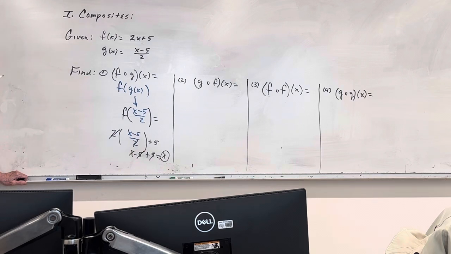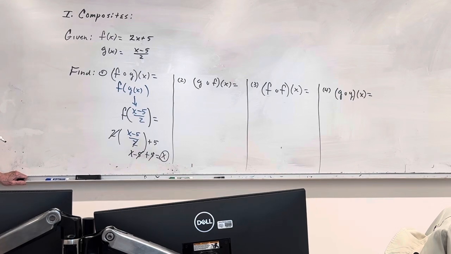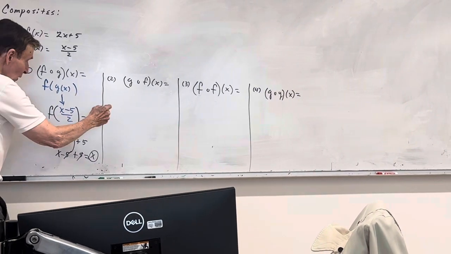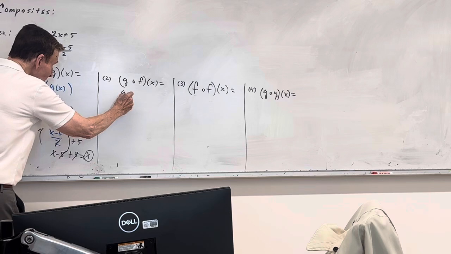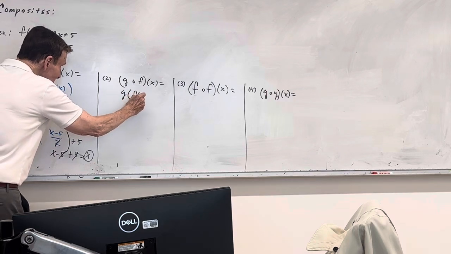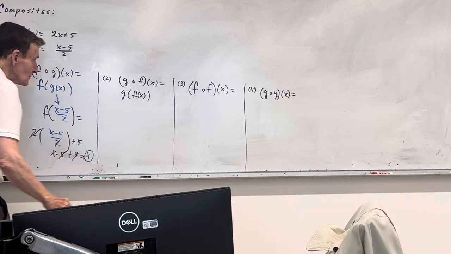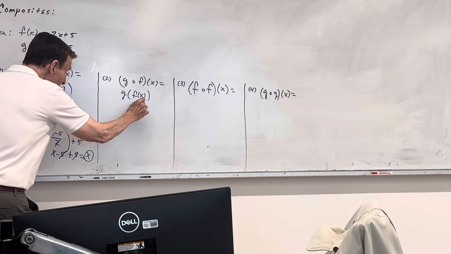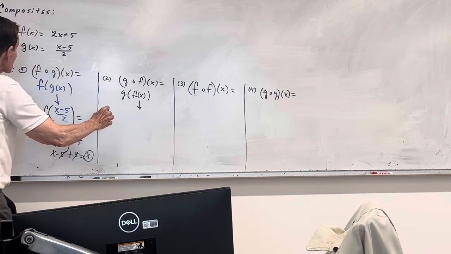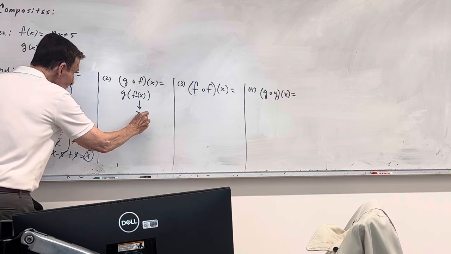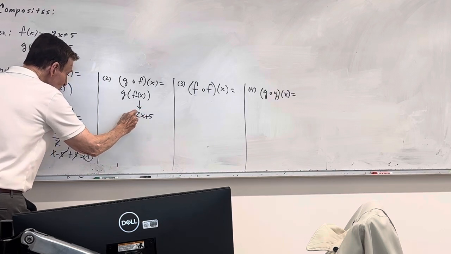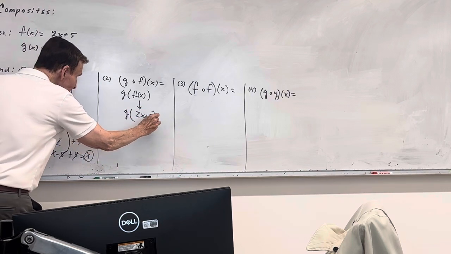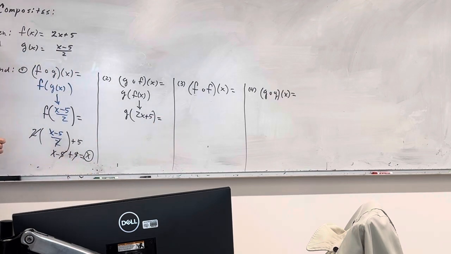Now, let's try number 2. Number 2 says try it in this order. This means g of f of x. That's its definition. f of x was given to me as 2x plus 5, and they're asking you to take g of that. After you do a little practice with this, this is not hard at all. Take g of 2x plus 5.